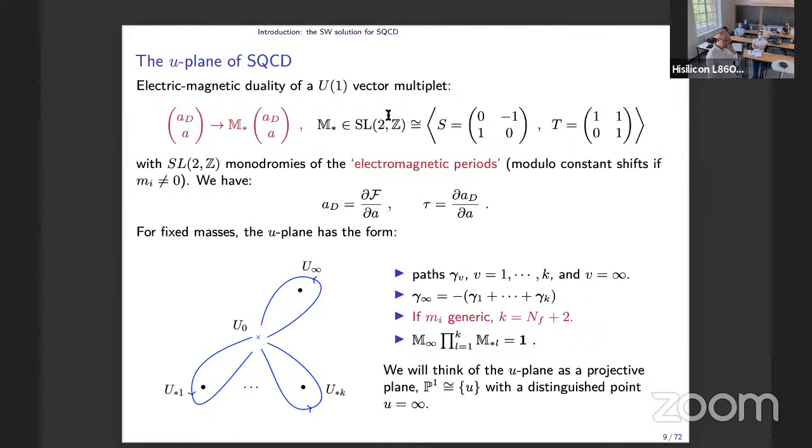You can show that with supersymmetry, the electromagnetic duality is determined also by the prepotential, in the sense that the dual photon is just the derivative of the prepotential with respect to A itself. And just by this, which you can take as a definition of A dual, then my period is dA dual over dA.